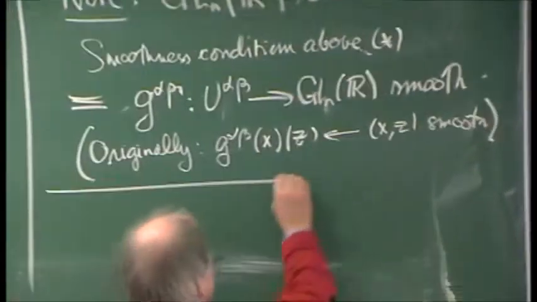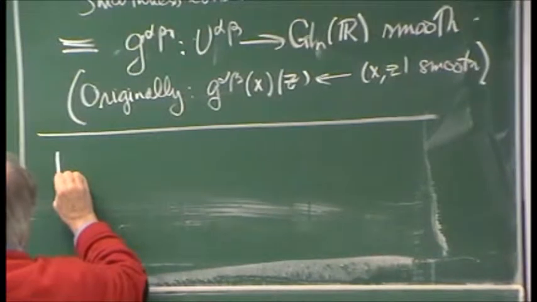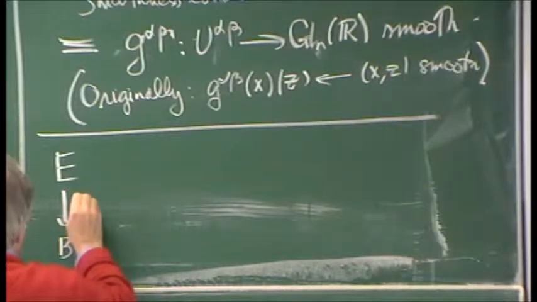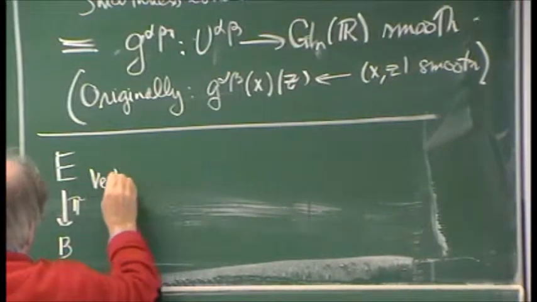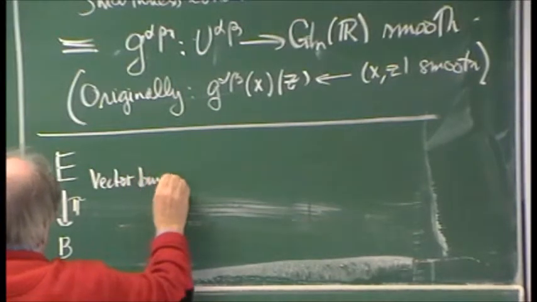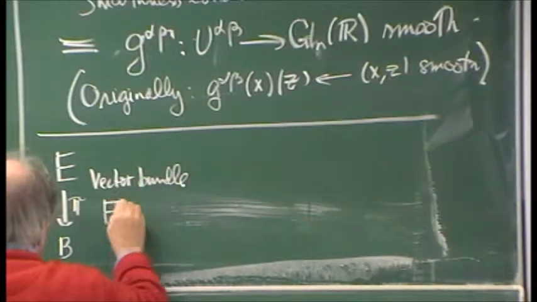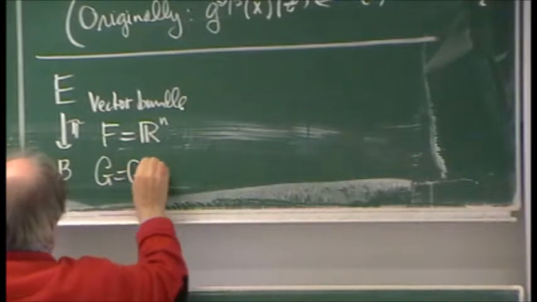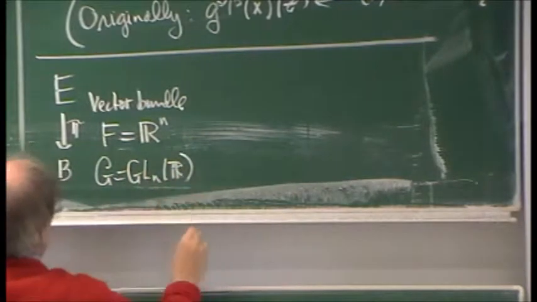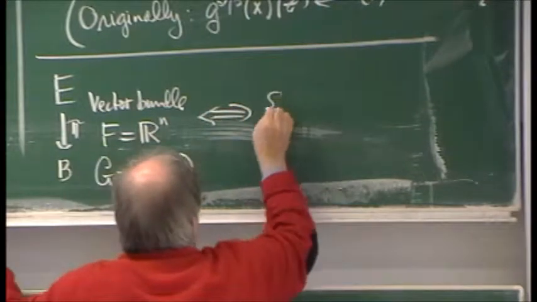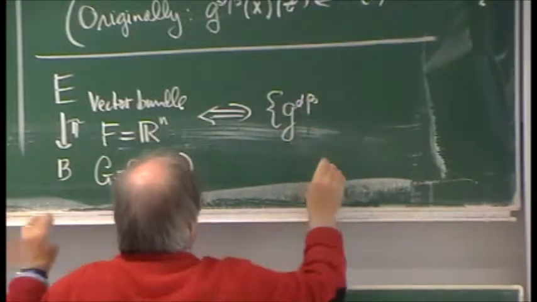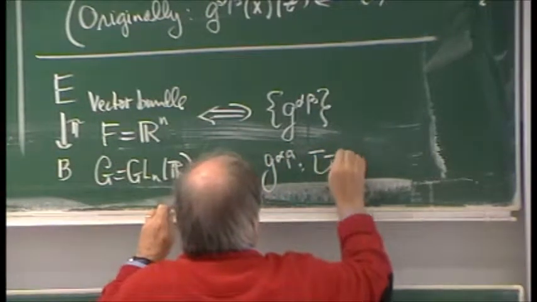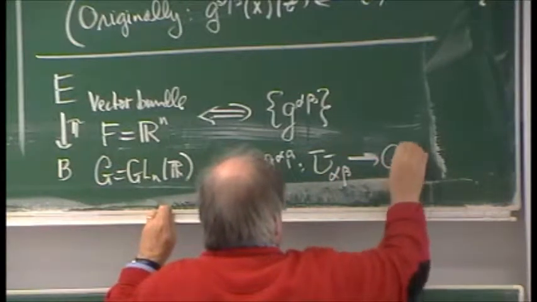Okay. So let me summarize what a vector bundle is. A vector bundle over a manifold, a smooth vector bundle over a manifold, with fiber Rn and structure group GLNR, is the same thing as a collection of smooth mappings from U alpha beta to GLNR.